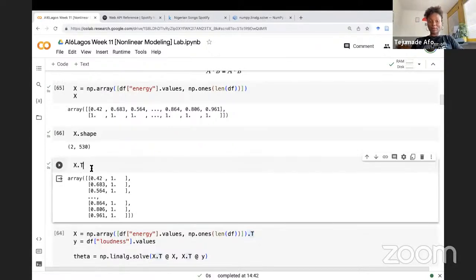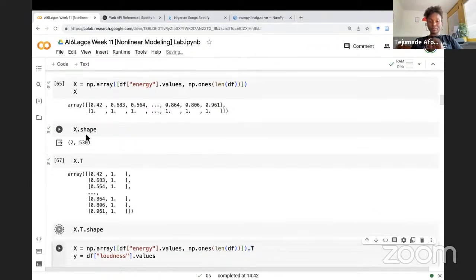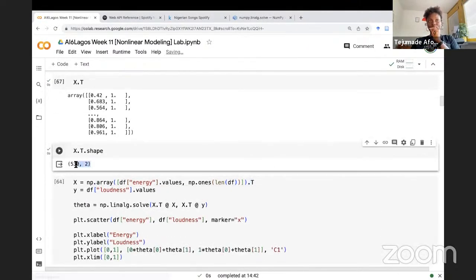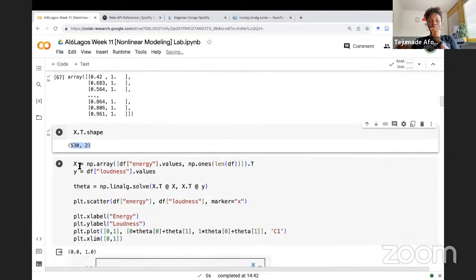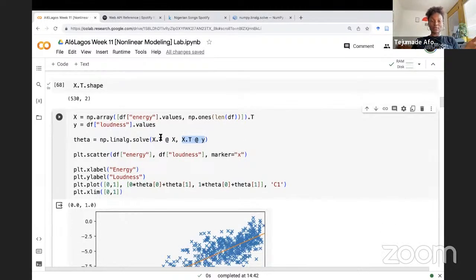And if you look at the shape now, x dot transpose dot shape, you will get 530 by 2. And this is the shape you want this matrix to be in order to solve this problem. So here, as homework for you, based on all that we've explained, you can see if this is possible. If it's not possible, there's always an error that will be thrown.